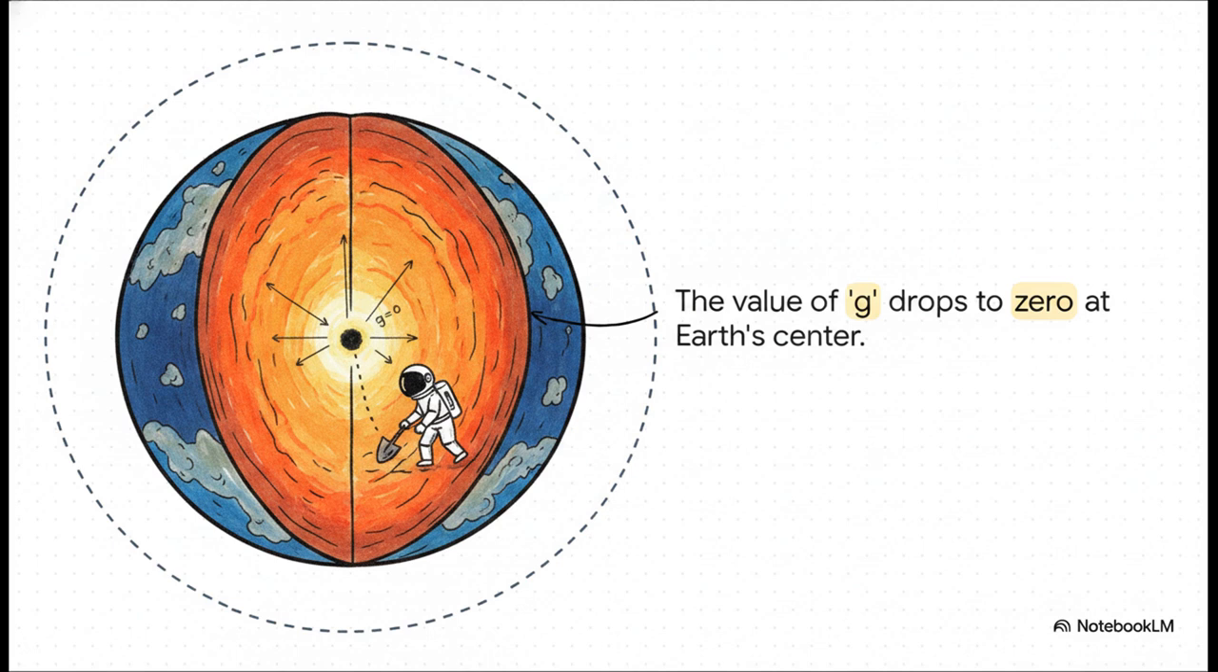What happens to gravity if we dig straight down? As you move towards the center of the Earth, the amount of Earth's mass below you actually decreases.